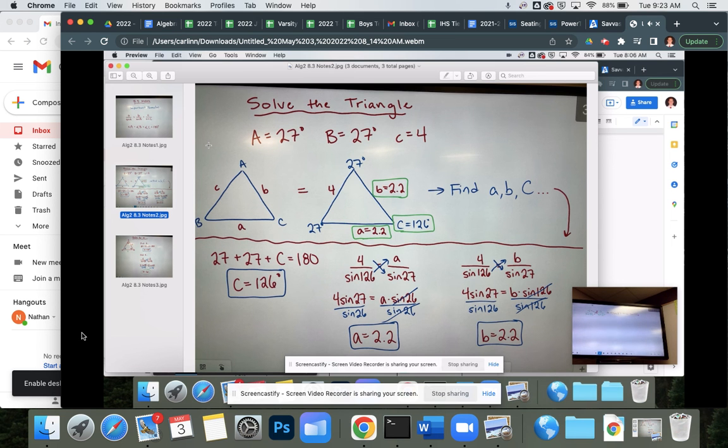And now we're just solving an equation for a variable, solving for a right here. What's the imaginary sign between the a and the sine of 126? So the opposite of times would be, let's divide both sides by sine of 126. So those are going to cancel out. And a equals... I want everybody to get out their calculator and practice plugging this in.